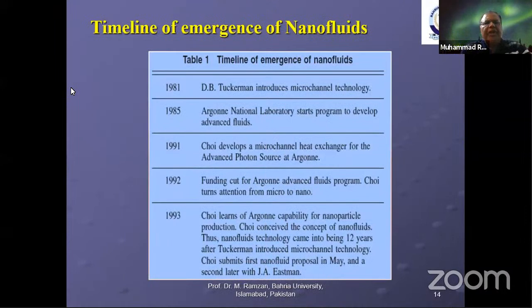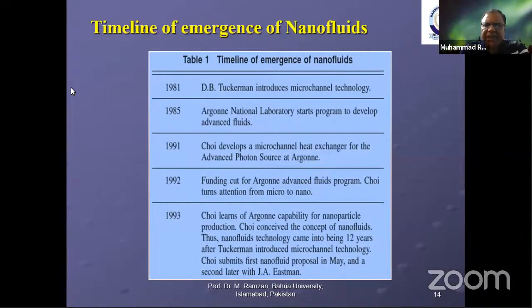If we talk about the timeline of emergence of nanofluids, this basically starts in 1981, when Tech introduced the microchip technology. In 1985, Argonne National Lab in the USA starts a program to develop advanced fluids. In 1991, Choi develops a microchannel heat exchanger in the advanced photon source at the Argonne Lab. A funding cut for the Argonne Advanced Fluid Program in 1992, and thereby Choi turns attention from the micro to the nano.